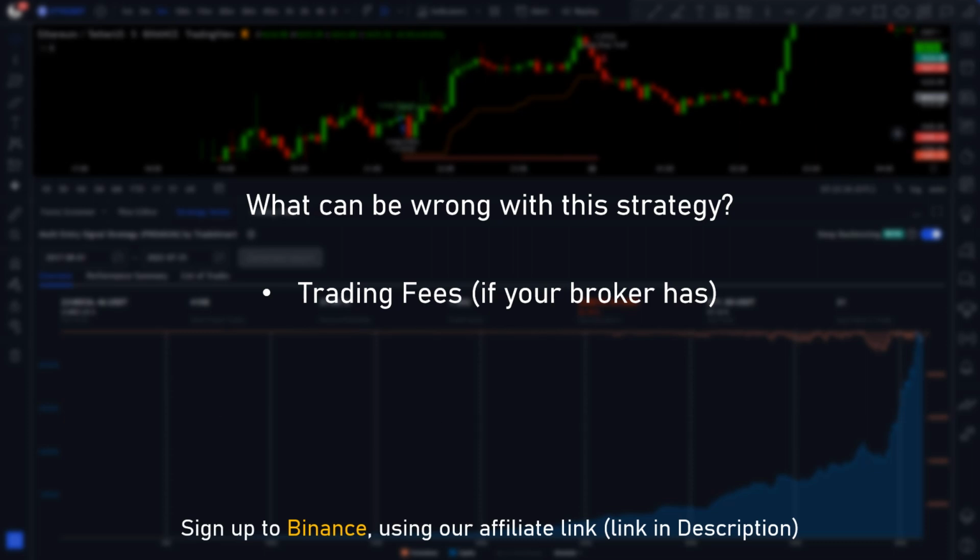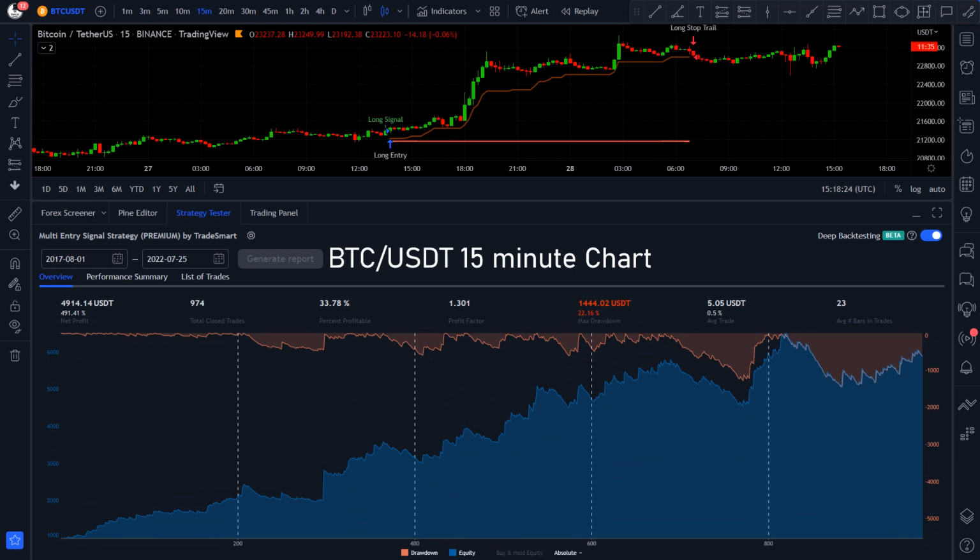Finally, before I show you the full strategy, as I said earlier, the script optimization works on multiple assets and timeframes. So here are some other results on Bitcoin and Ethereum.